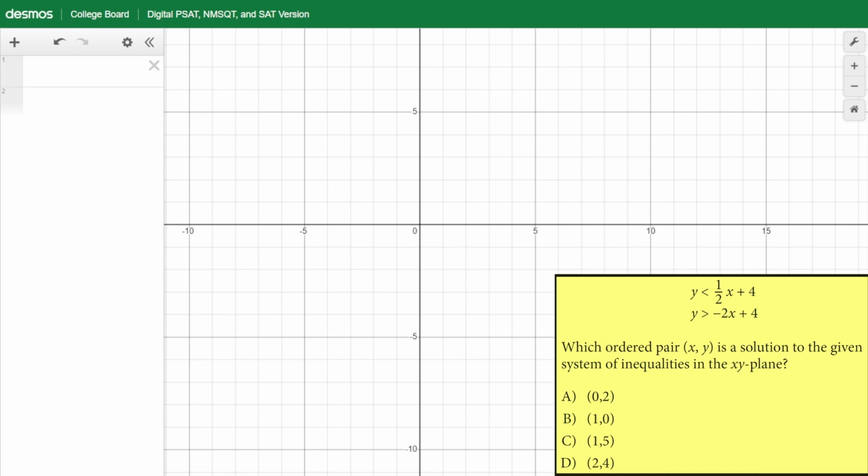Welcome to a special Desmos edition of Solving Hard SAT Math Problems. Desmos is a very powerful tool that makes life much easier during the SAT. Today we will solve some problems exclusively using Desmos.